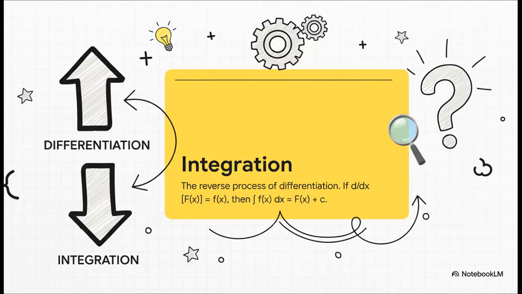Okay, so what does going backwards actually look like? Well, it's pretty straightforward. If differentiating a function gives you its slope, then integrating that slope takes you right back to the original function. But wait a second. Look closely. There's a new character in this story, this mysterious plus c. Don't worry, we're going to get to what that's all about in just a minute.